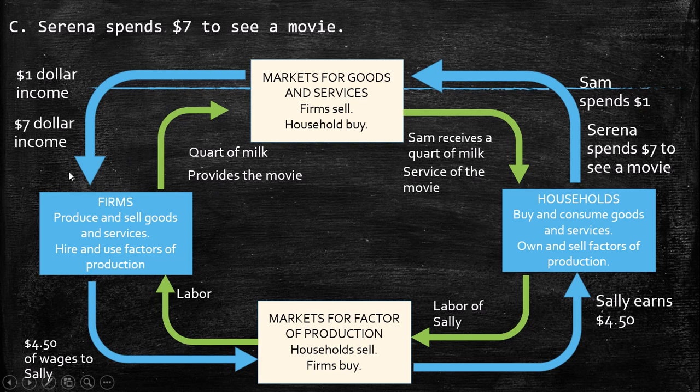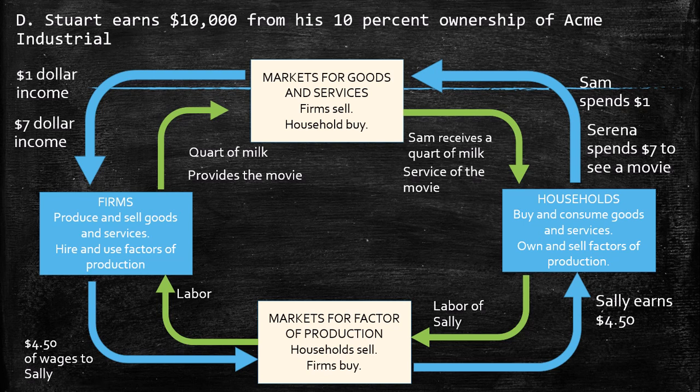Instead, they receive $7 income. The last one is Stuart earns $10,000 from his 10% ownership of Acme Industrial. So in this case, we are talking about the market for factors of production. It's not going to be land, nor labor, but it's going to be capital. So it's going to be the capital of Stuart that the firms receive. Okay, but in return for this capital, they have to pay.